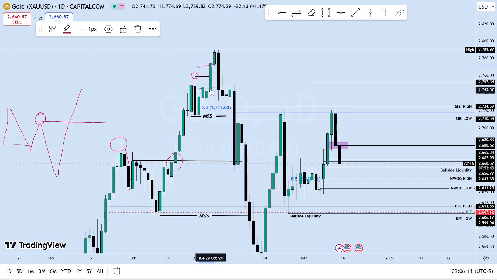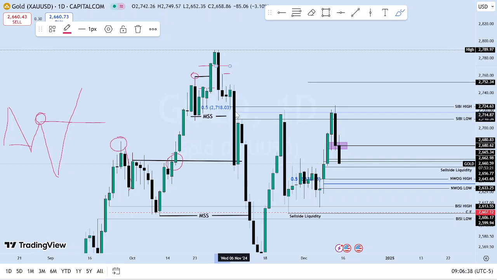The high there and the low. So we have a price balance here. This is a price balance. We created another inefficiency here. This price balance, this inefficiency, balancing this inefficiency.